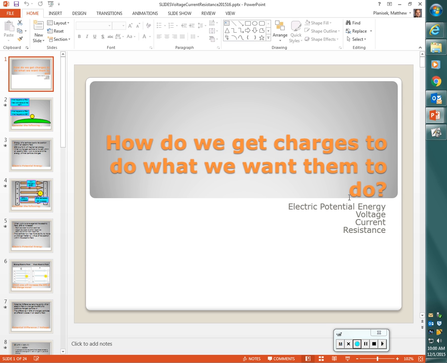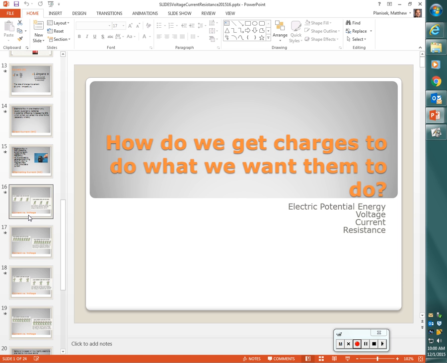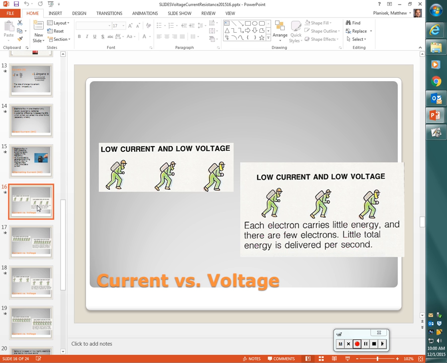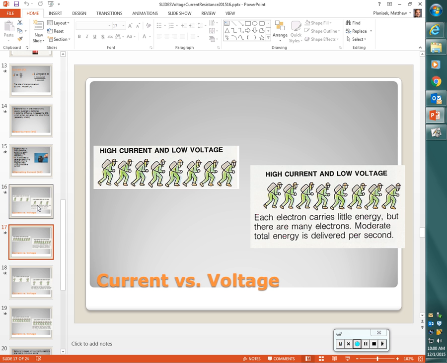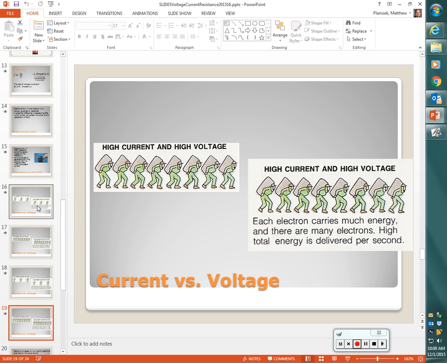So, over the past couple days, we've been talking about these ideas of electric potential energy, voltage, and current. Just as a reminder, anytime we discuss voltage, that's synonymous with energy. We talked about increasing the energy of charges. Current, on the other hand, is the movement of charges, or how many charges we're talking about. And yesterday, we looked at these four pictures: low current, low voltage, high current, low voltage. We talked about the differences between those four, okay?